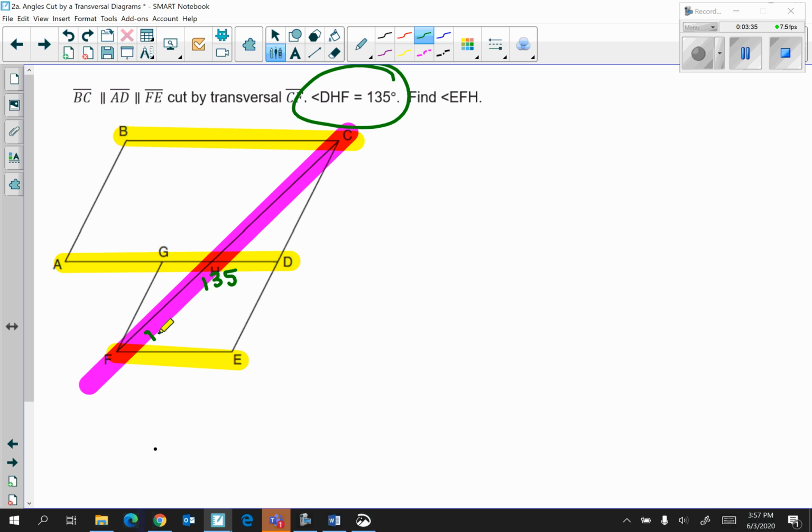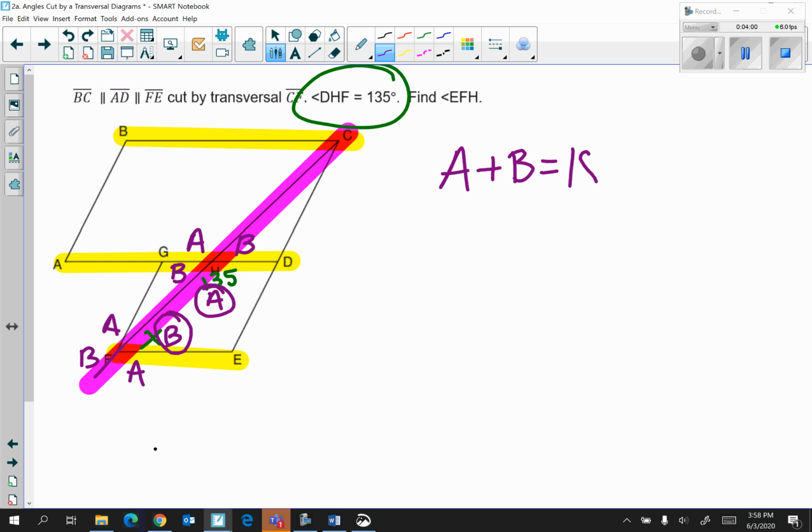That is here. So again, we can label with our AB pattern. So notice that I have an A and a B. Remember, A plus B is equal to 180 degrees. These are same side interior angles. Notice they're inside the parallel lines and they're on the same side of the transversal.